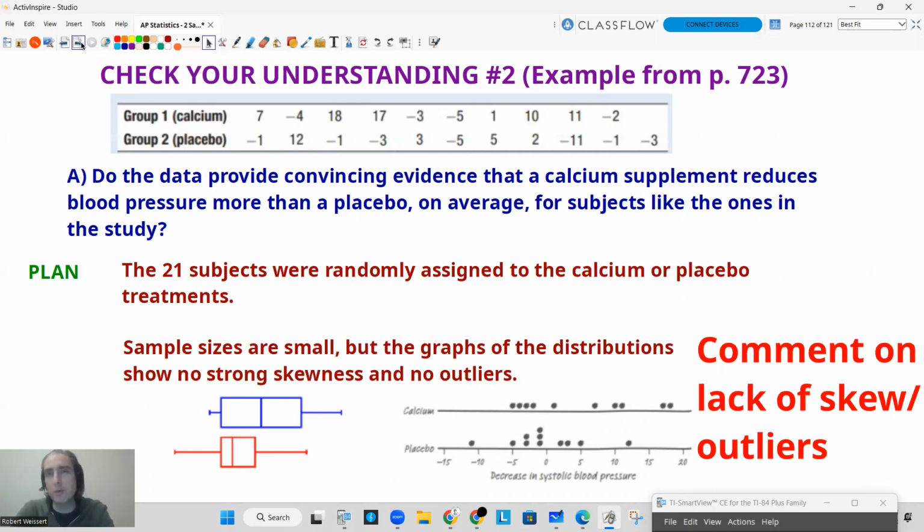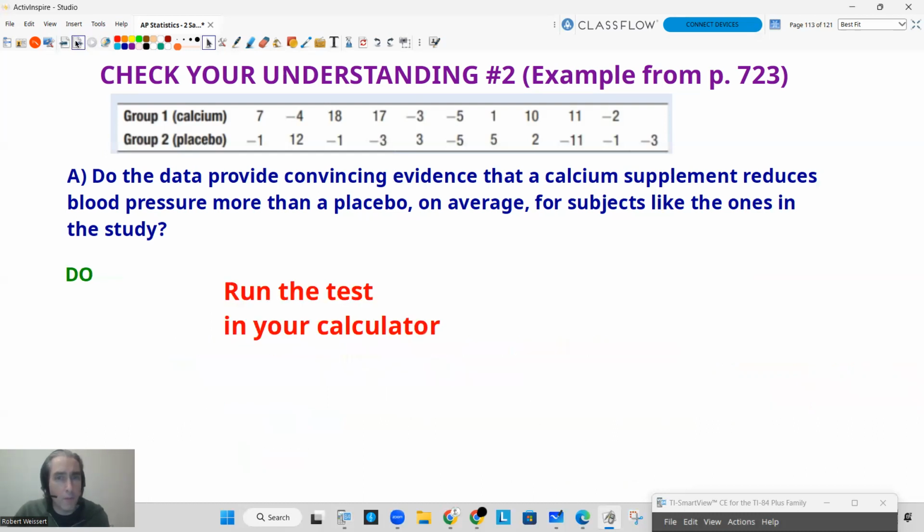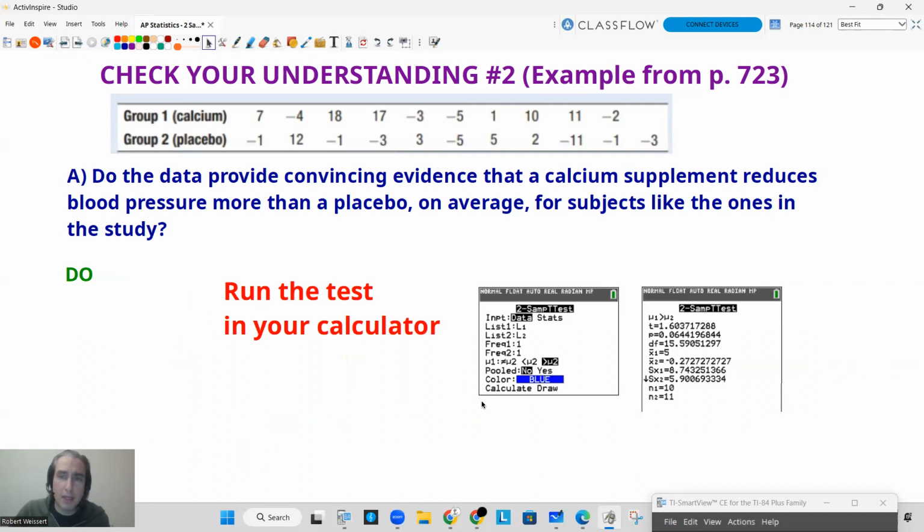And in our case here, we're not trying to get you. I'm not trying to say, hey, I got you, I made you do a test when you shouldn't have. Just comment on the skewness and the lack of outliers. And as long as the skewness isn't super heavy and your outliers are non-existent, you can go ahead and do it. Okay. Now, as far as the do part goes, go to your calculator and get that data in.